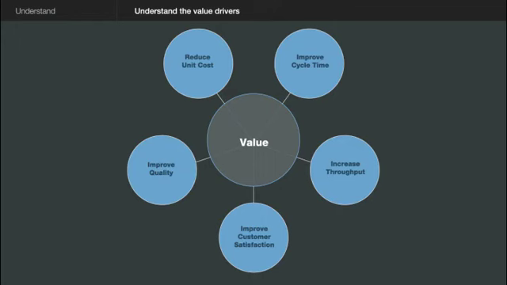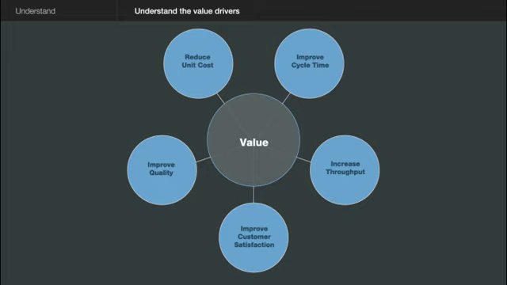Having done this, the teams have to also understand what the value drivers are. In normal conditions, almost every operational team has these 5 drivers in one form or the other. They wish to reduce unit cost, improve quality, improve customer satisfaction, increase throughput, or improve cycle time. It can be one or more than one that is required. However, any given team at a particular time normally has one of these as the key focus.